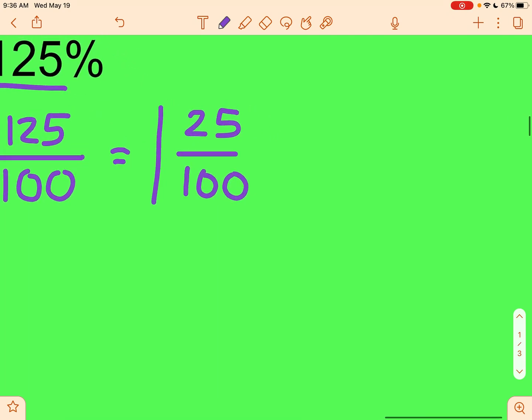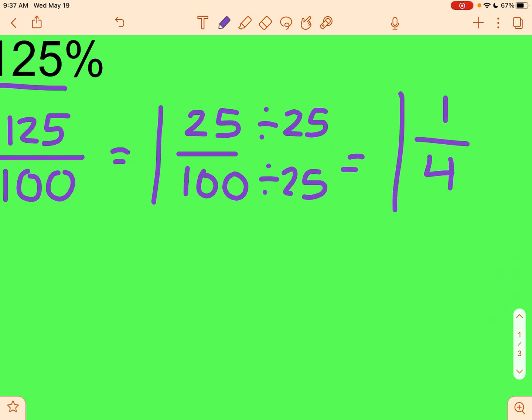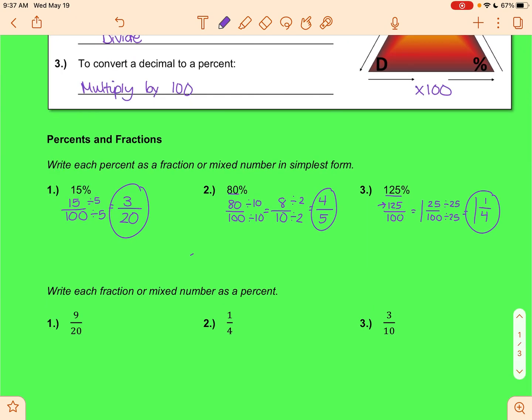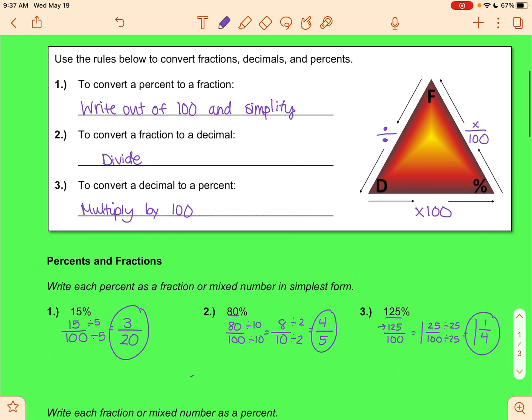Now we can simplify 25 over 100. We could divide both of these by 25. So we really get 1 and 1/4. Awesome, so that is how to change our percents to a fraction. Next, we are going to write each fraction or mixed number as a percent.